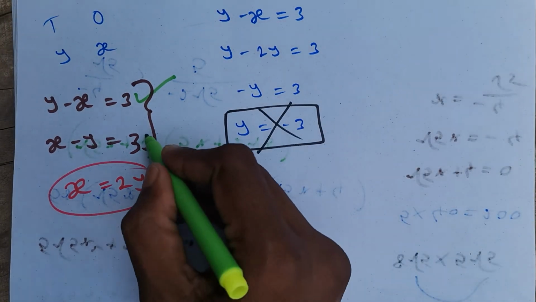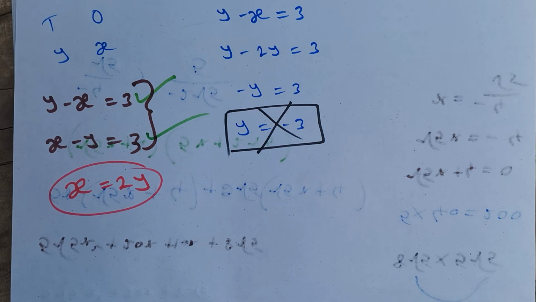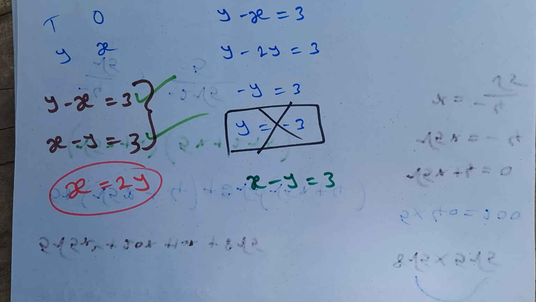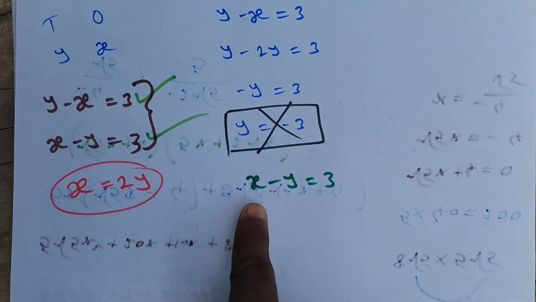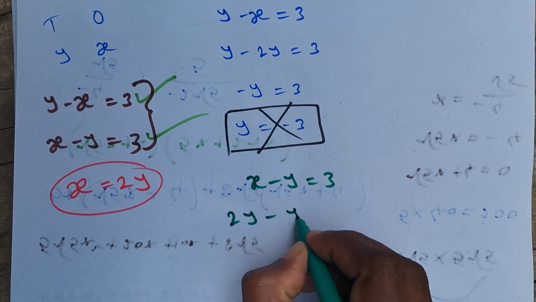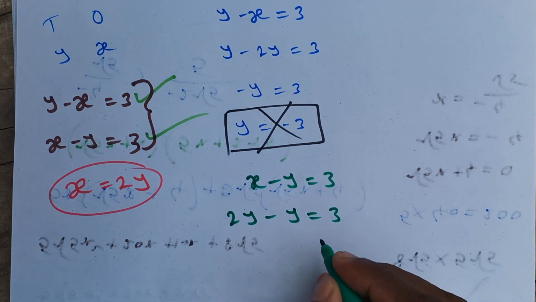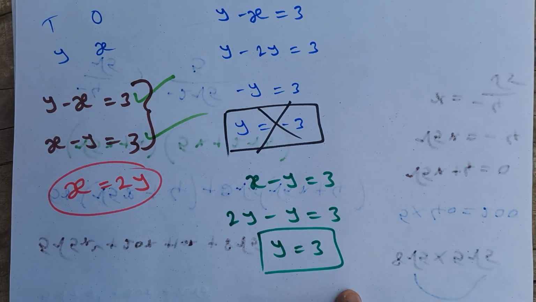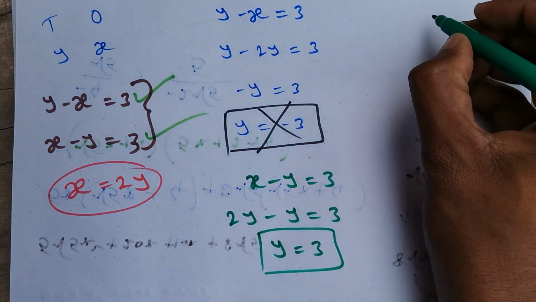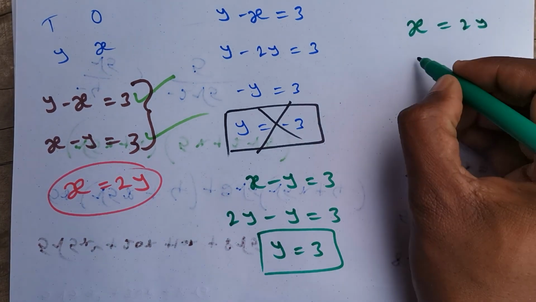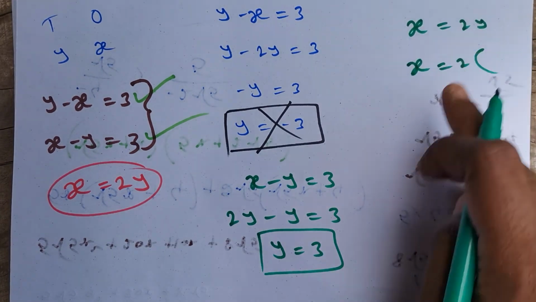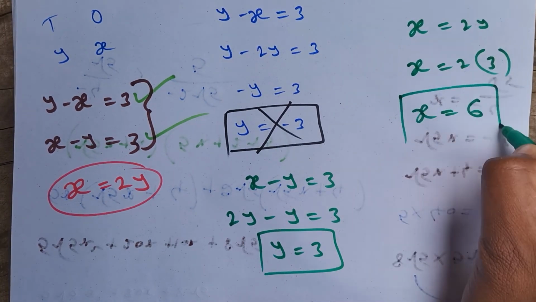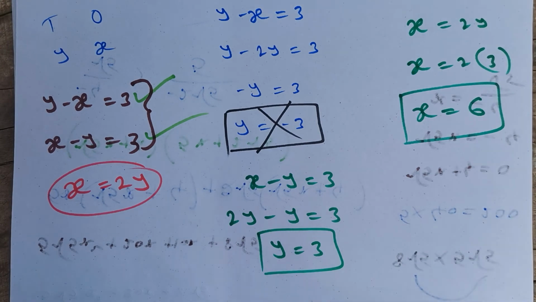Now I will go with the second equation, that is x minus y is equal to 3. X value is 2y, so in the place of x, 2y minus y is equal to 3. 2y minus y is y, so y is equal to 3. The y value we got is 3. Then what about the x value? x is equal to 2y, so x is equal to 2 into 3. 2 3s are 6. The x value we got is 6 and the y value we got is 3.